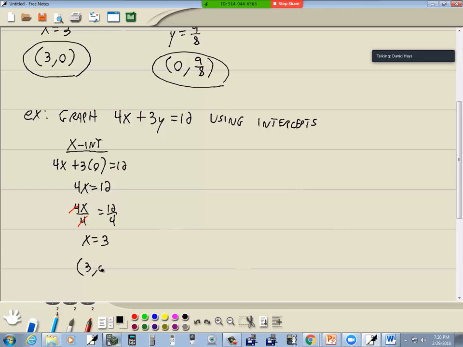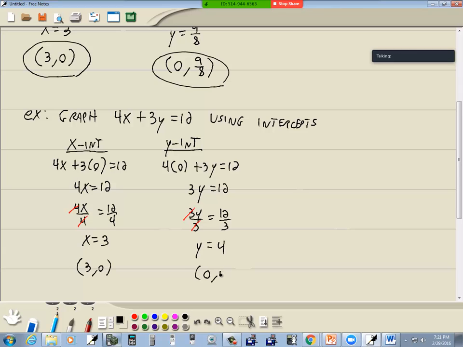So this point would be (3, 0). Now for our y-intercept. Going to always plug 0 into the other variable, so plug 0 in for x. So I got 4 times 0 plus 3y is equal to 12. 4 times 0 drops away. We got 3y is equal to 12. And then divide both sides by 3. When we do that, those 3's cancel. And 12 divided by 3 is 4. So this point would be (0, 4).